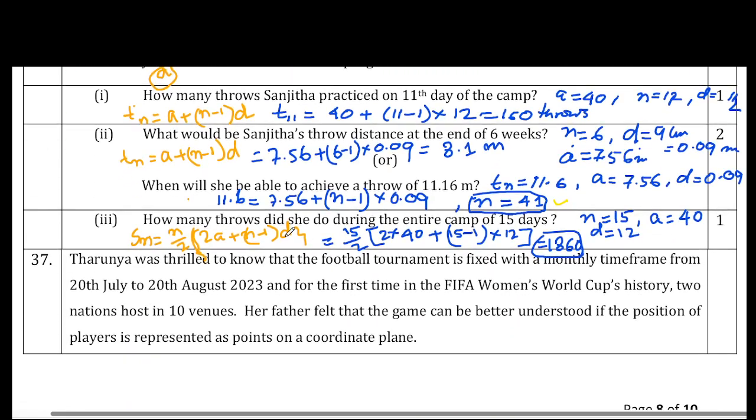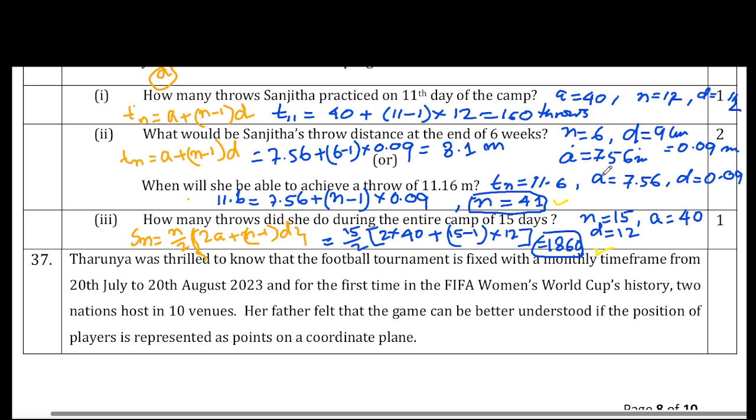Okay, how many throws did she do during the entire camp of 15 days? Okay, the total sum of the throws. So n is 15, and the first term is 40. The formula is sum equals n by 2 into 2a plus n minus 1 d. So 15 by 2 into 240 plus 14 into 12, so total throws will be 1860. Okay, this is the first question.